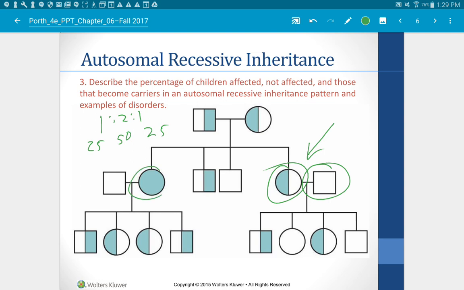Over here, with the affected individual, with the spouse being unaffected, it's 100% carrier. None of them have the disease, but 100% of them carry it because there's 2 bad copies of the gene that are coming, so at least one of those always ends up in the progeny.